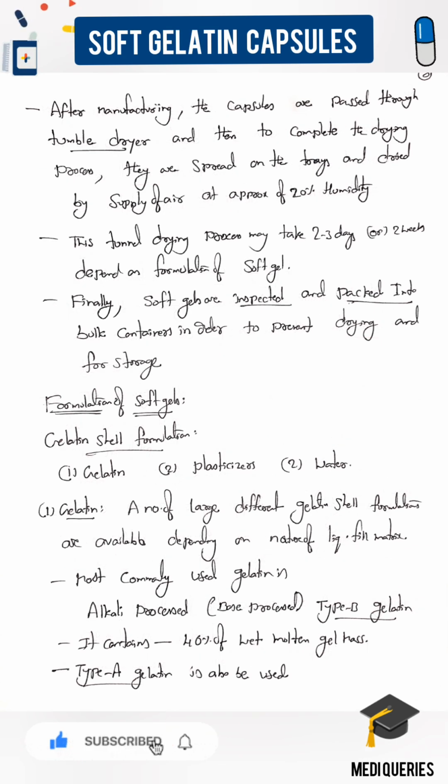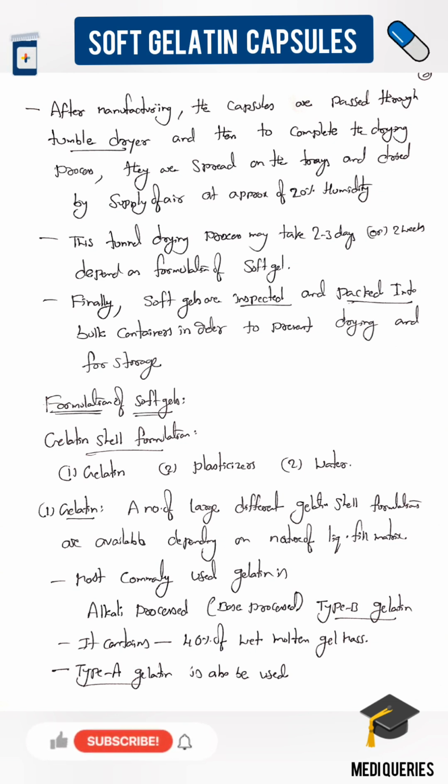After manufacturing, the capsules are passed through the tumble dryer and then to complete the drying process, they are spread on trays and dried by supplying air at approximately 20% humidity. This tunnel drying process may take 2 to 3 days or 2 weeks depending on the formulation of the soft gel. Finally, soft gels are inspected and packed into bulk containers in order to protect them from drying and for storage.